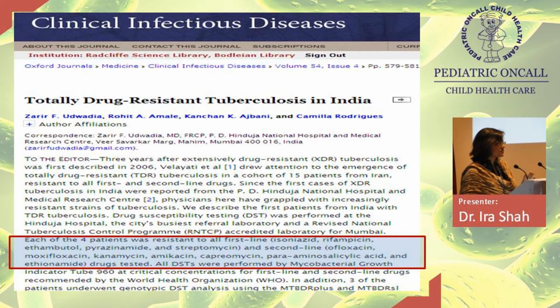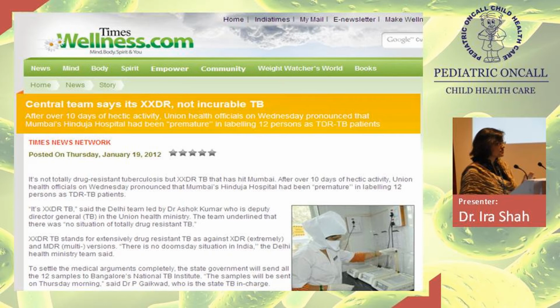And you all know it created a big havoc in the city of Mumbai. The central TB team came down from Delhi, the WHO came down, and they all published a lot of literature in newspapers and all that. And this is the 2012 January paper of Times of India, which says central team says it's not TDR, it's XDR, extensively drug resistant TB. WHO had to come out with a rapid statement in 2012, and it had to say that it does not recognize the term TDR. So now we don't utter the word TDR, we say it's XDR.